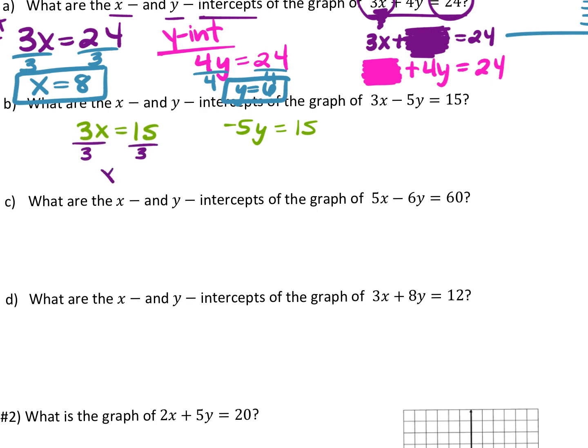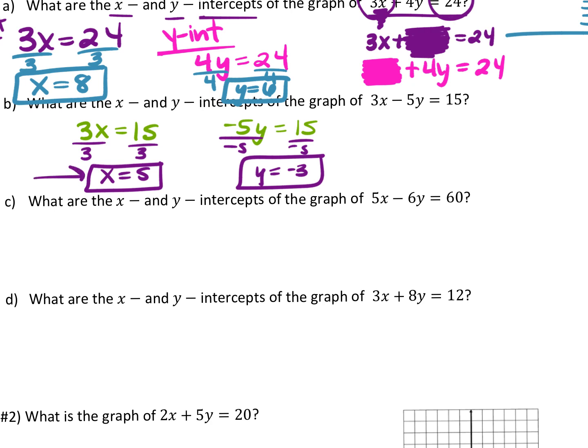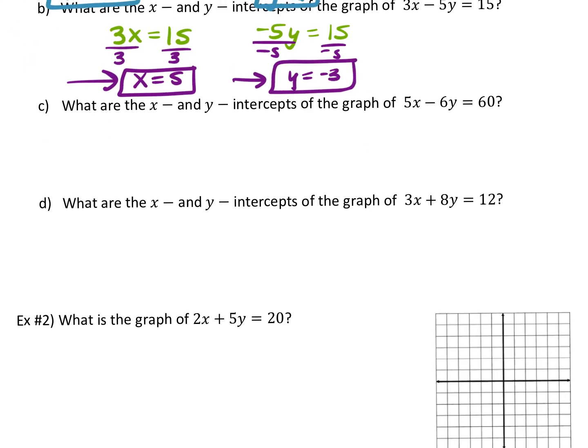Divide by 3, x equals 5. Divide by negative 5, and y equals negative 3. Okay, so when it asks you what are the x and y intercepts, your x-intercept is 5. Your y-intercept is -3. Okay? Okay, here's what I want you to do. Take a couple minutes and try C and D and see what you get. Goofy numbers are okay. Like you could get a fraction. That's fine. But give those two a go.